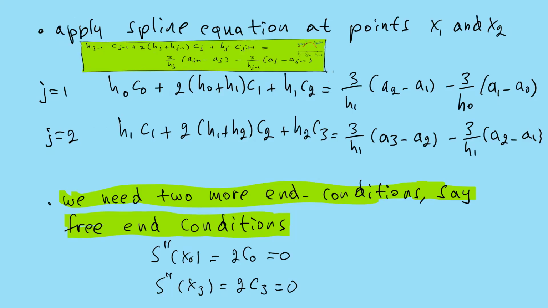According to the definition of the natural splines, we have to set the second derivative at the endpoints equal to 0. Once we take the second derivative from the functions and set it equal to 0, we find the values of C sub 0 and C sub 3 equal to 0. Now we have enough equations to solve for all the C coefficients.